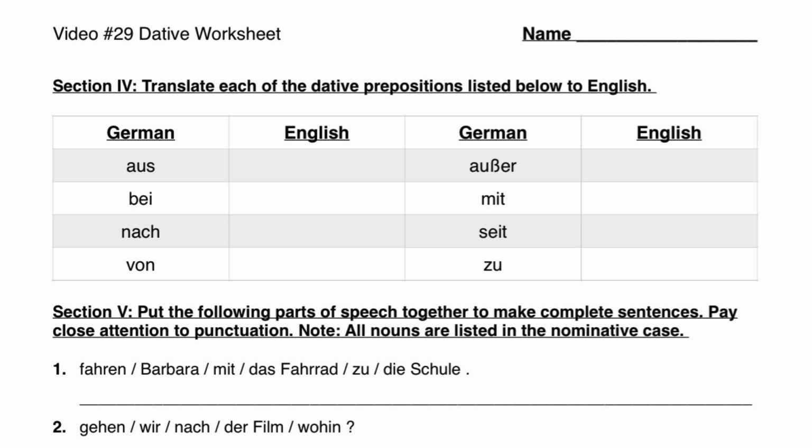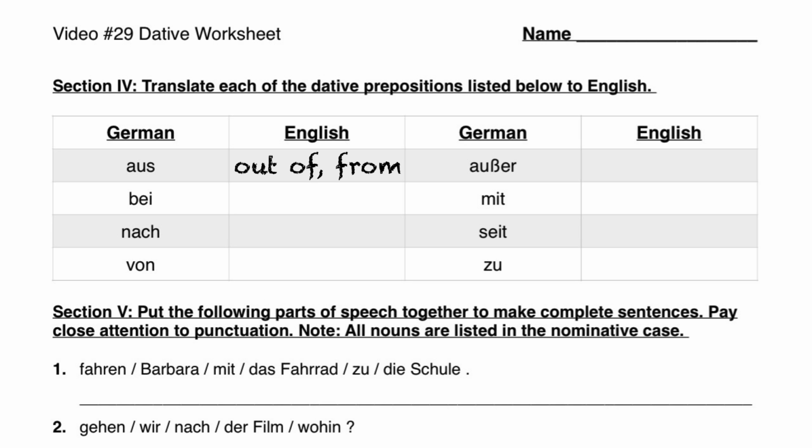So, first one on here is aus. Aus means either out of or from. I say out of or from because there's also the word von, which we already know also means from, and that's kind of confusing. Aus means that if something was inside of something before and now it is no longer in there, that would mean that it came out of something, it's from.